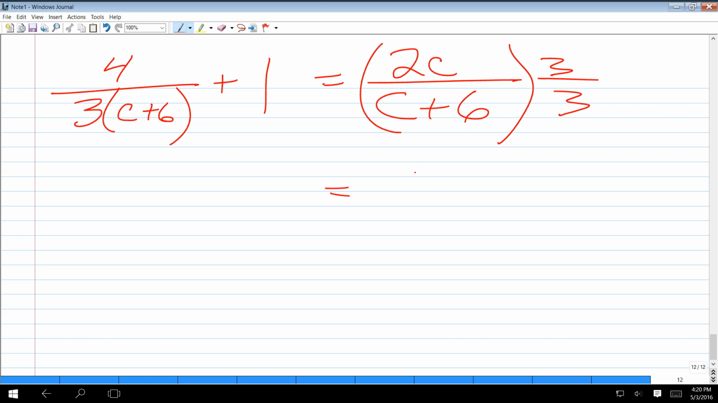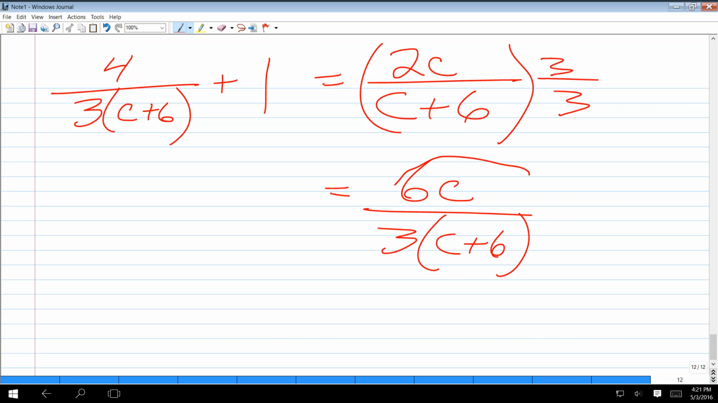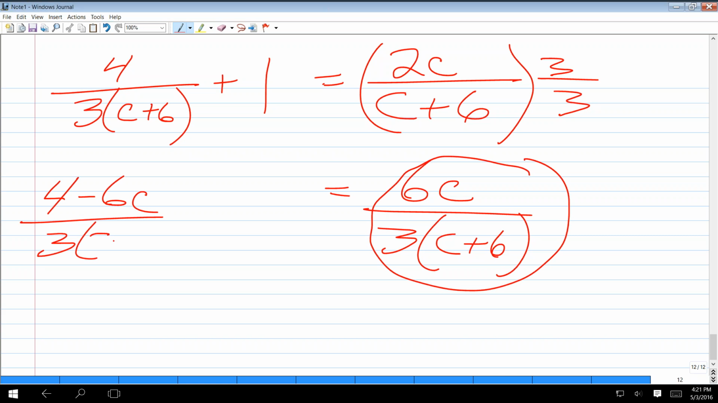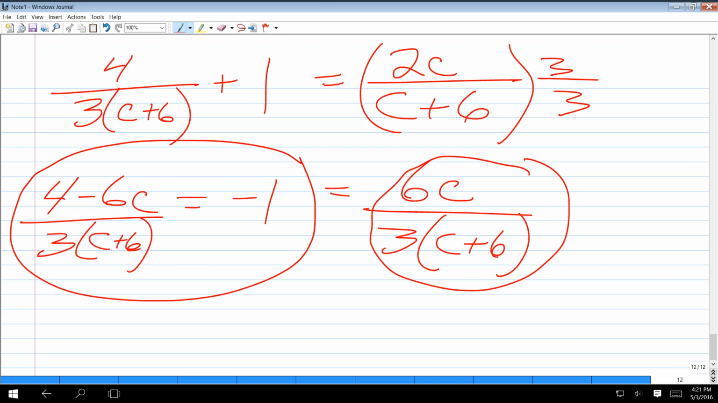it turns the right side into 6c over 3 times c plus 6. Now that looks an awful lot like that, same common denominator. So let's move that all the way to the left. Well, now I have on the left side 4 minus 6c all over that. And I'm going to move my 1 to the right side, equals negative 1. So now I have to solve that equation.